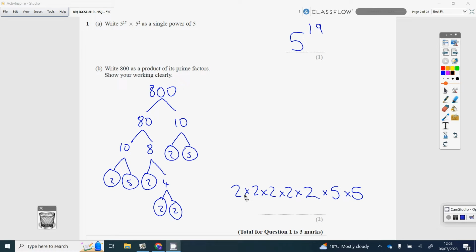You must remember to put in the multiplication signs between them all, okay? It's the product. Product means timesing them together. And if you were to times these all together, you get back to where you started, which is 800.